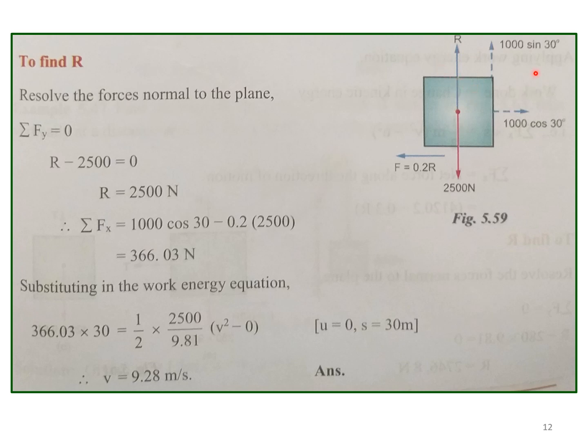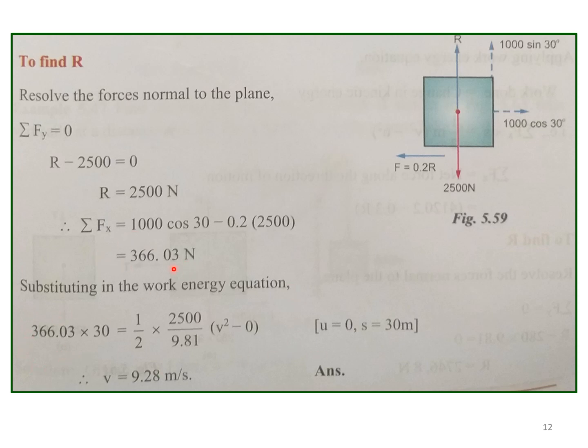Now first let us get the normal reaction by applying the equation summation Fy equal to 0. When you apply summation Fy equal to 0, you get R minus 1000 sin 30 minus 2500 is equal to 0. So we get R is equal to 2500. Now the net force in the direction of the motion is 1000 cos 30 minus 0.2 R. Since R is known, we can substitute the value of R here to get the net force in the direction of the motion. Now we are going to apply the work energy equation.